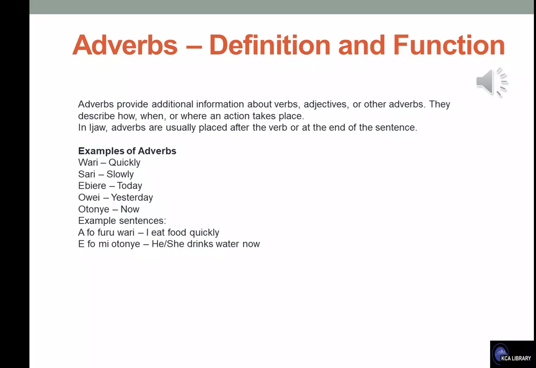Examples of adverbs include were, quickly; sorry, slowly; ebia, today; owe, yesterday; otuni, now. Example sentences: efo fure were, I eat food quickly. Efo mi otuni, she drinks water now. These examples show how adverbs modify actions and provide additional meaning in Ijaw sentences, improving clarity and expression.